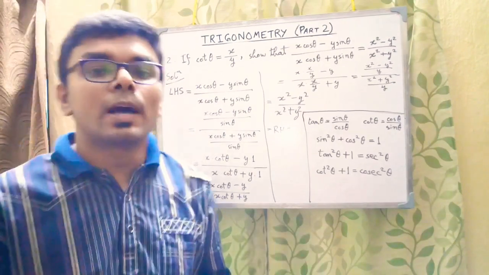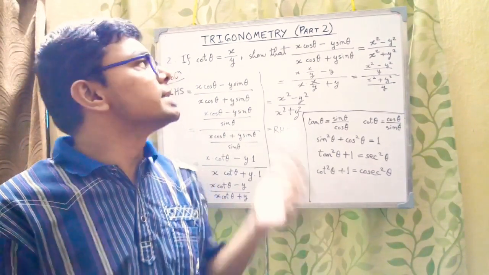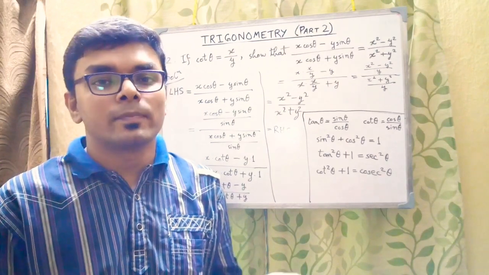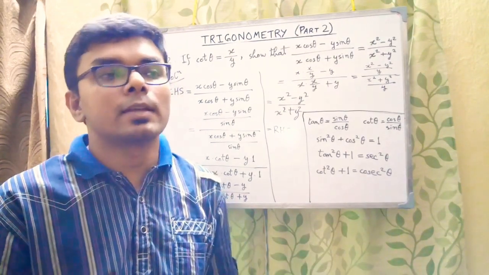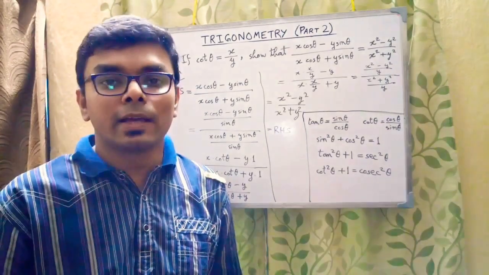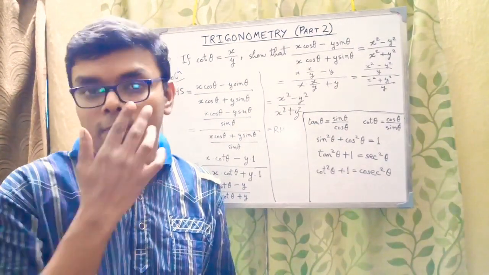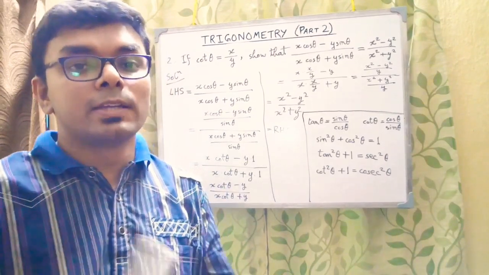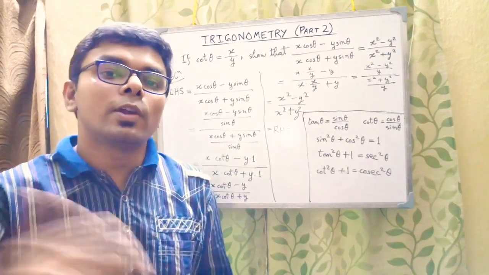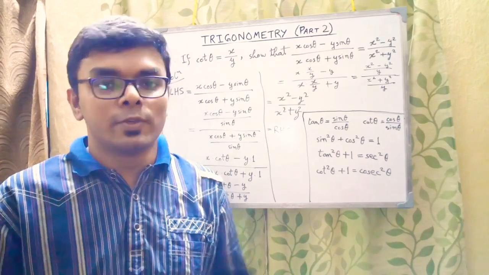Okay, with that we come to the end of this video, that is basics of trigonometry, the second part. We have more such things on trigonometry, like the values of standard angles and the values of complementary angles. We have identities on complementary angles. I will cover that part in some other video.